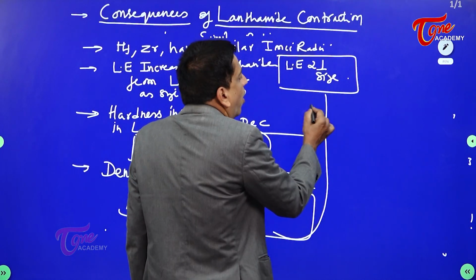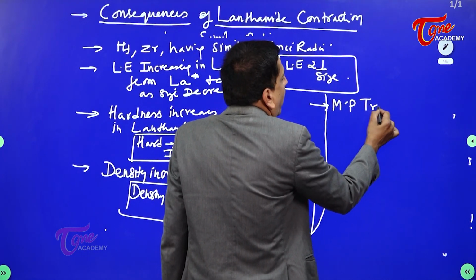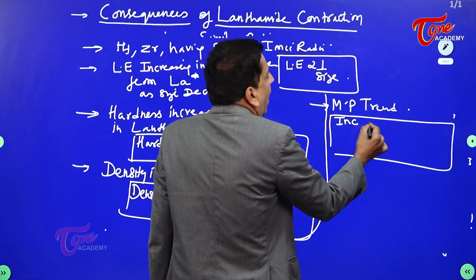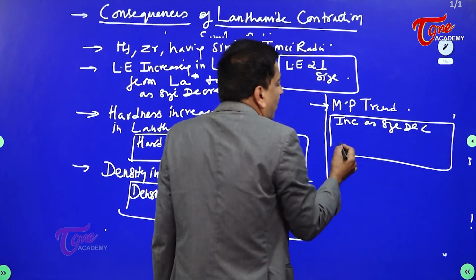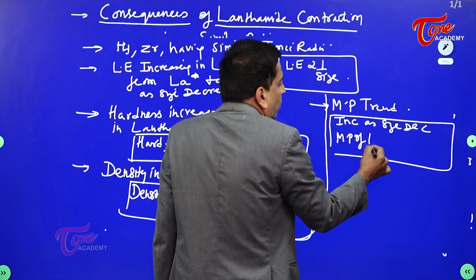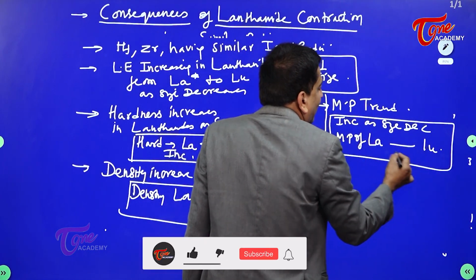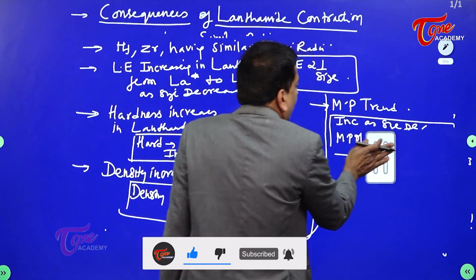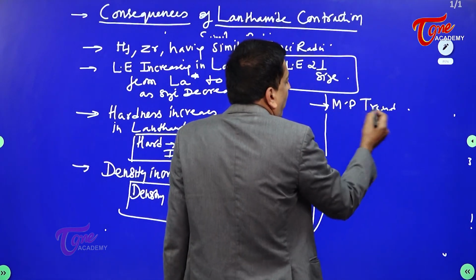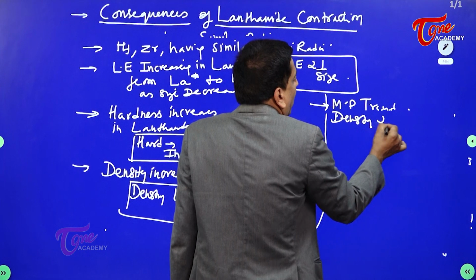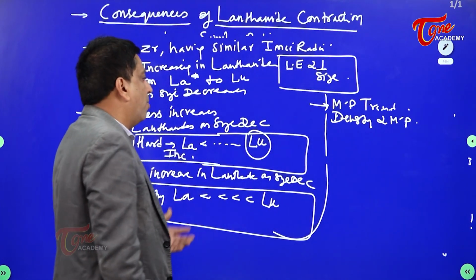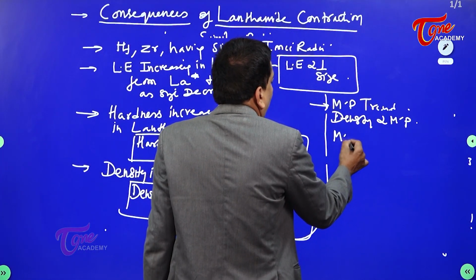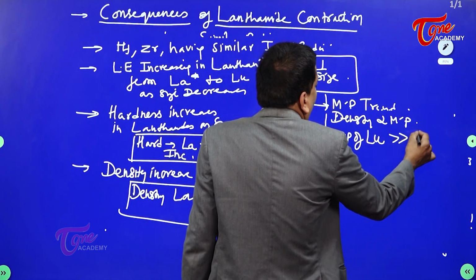Look into the melting point trend. Remember, this also increases as size decreases in the lanthanides. So the melting point from lanthanum to lutetium goes on increasing, right? Density and melting point are both directly proportional. More density, more melting point. So you can understand that the melting point of lutetium is greater than lanthanum.